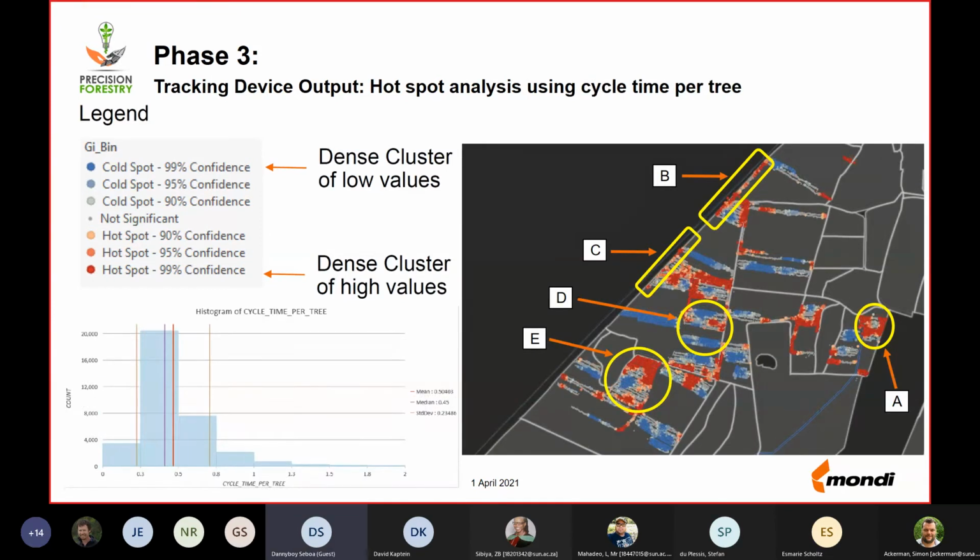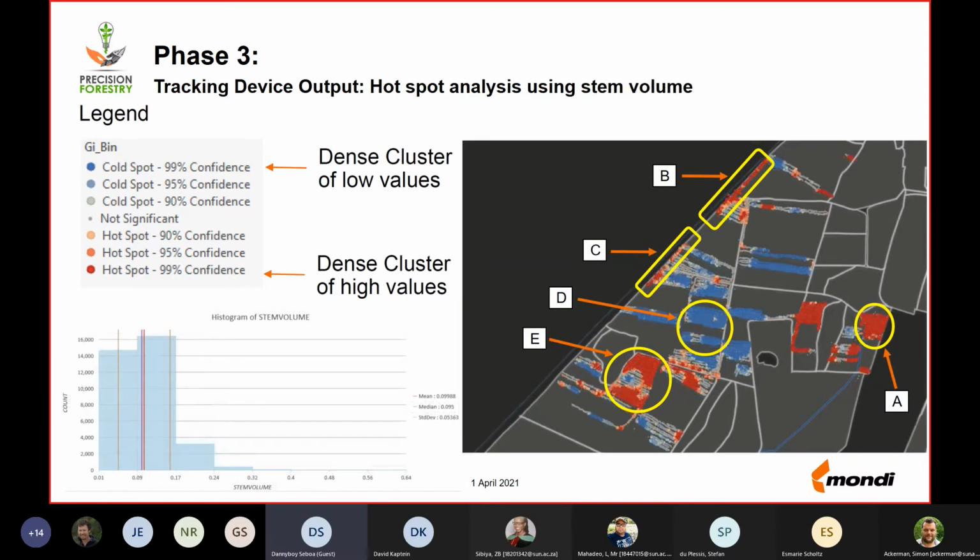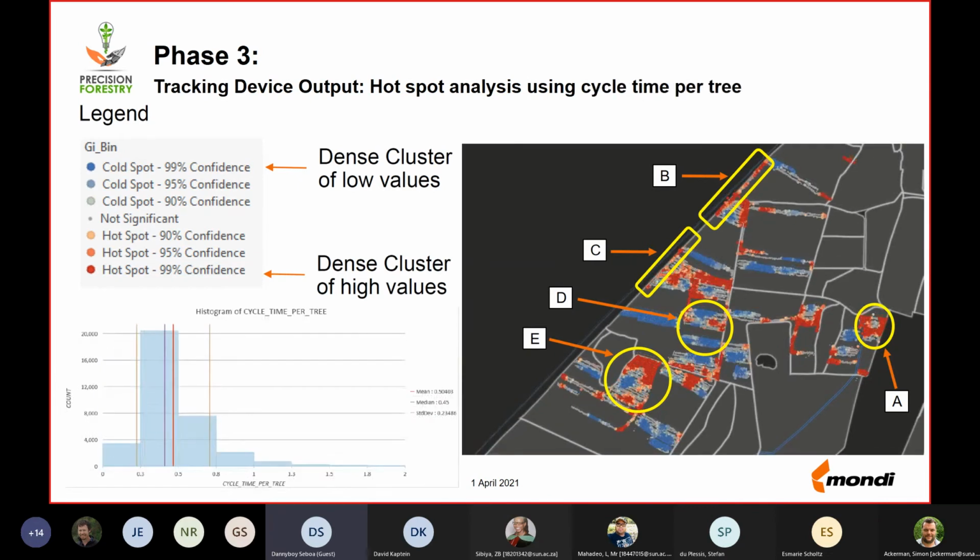Now we're looking at a hotspot analysis again, but now we're looking at the cycle time per tree. So here your dense cluster of low values will be points where you have low cycle times, and where you have a dense cluster of high values, you're looking at the point where you have longer cycle times to process a tree. Let's look again at point A. You can see it's slightly similar to what we saw from a dense cluster of high values in terms of stem volume, whereby you still have a patch of a dense cluster of high values.